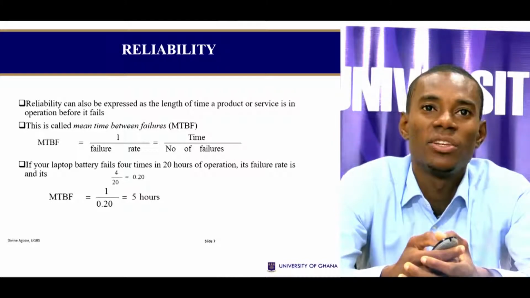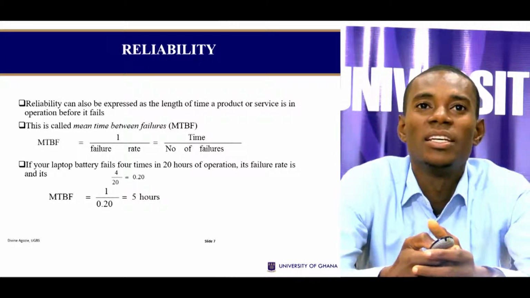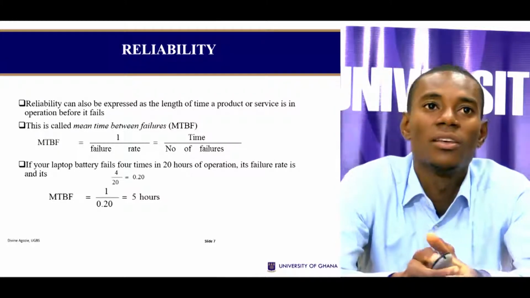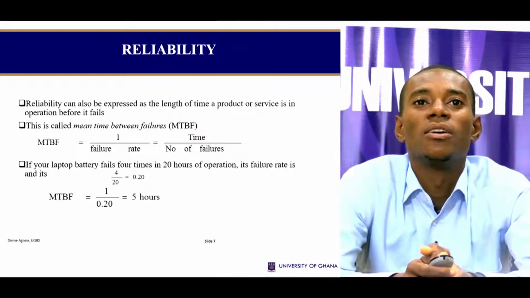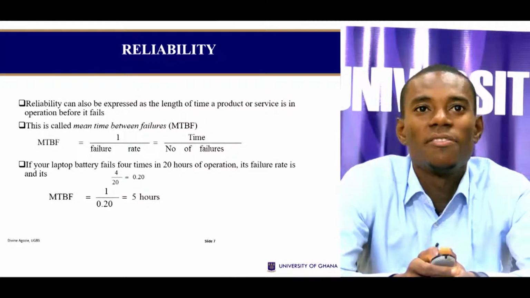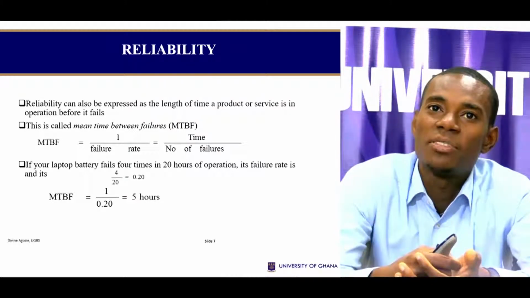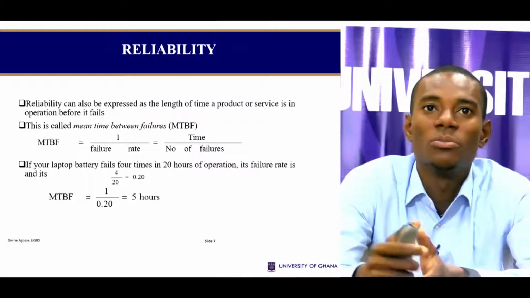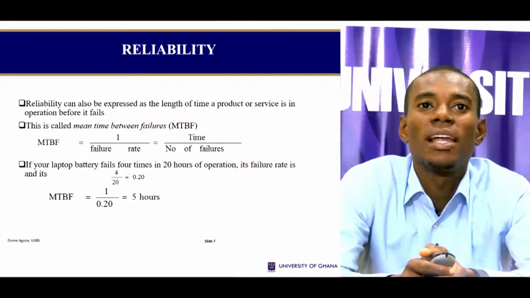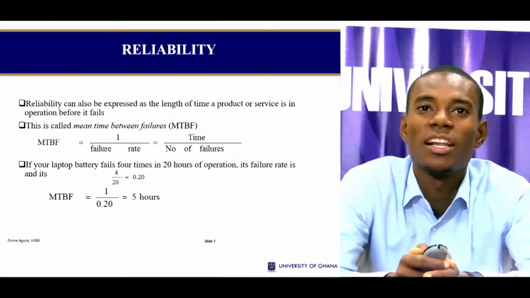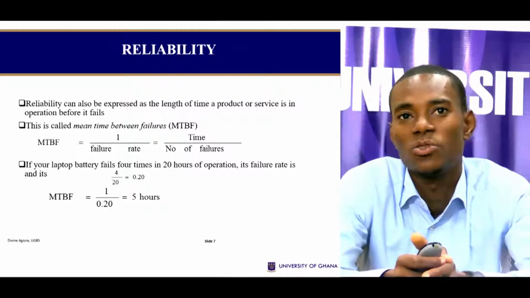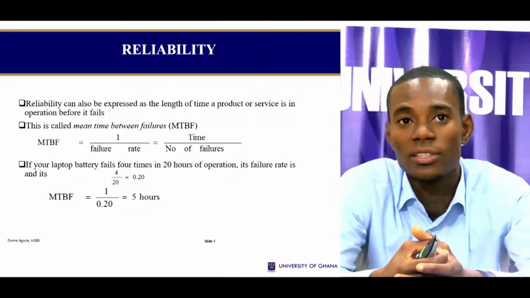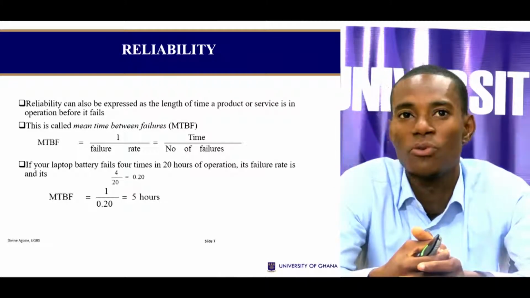And then how do you find the failure rate? Your failure rate is just the number of failures over the time. It's very basic mathematics here. So for instance, if your laptop fails 4 times in 20 hours of operation, the failure rate is the number of times it fails over the time available. So my laptop fails 4 times, so that is 4 over the number of hours, which is 20 hours, and that's my 0.20. So that is my failure rate. So 1 over my failure rate would give me my mean time before failure.